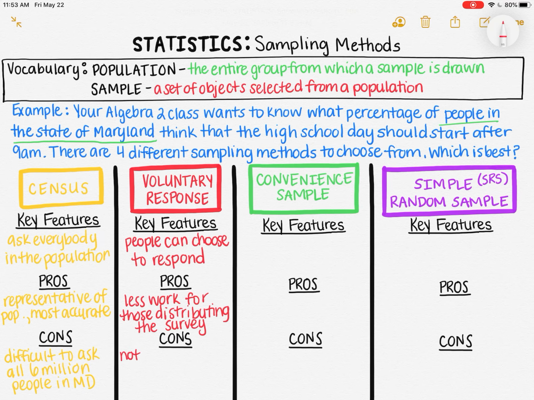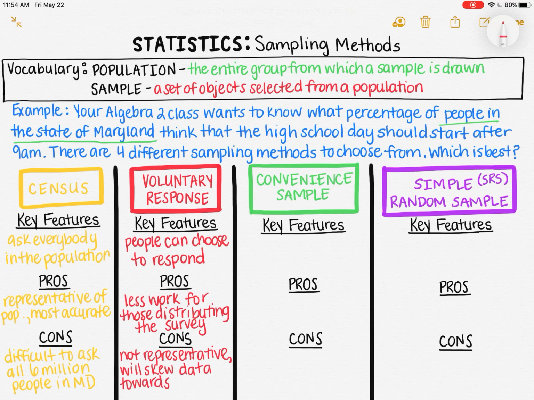The downside of this is it's not representative of the population, because when you think about volunteering, people are really only going to fill out the survey if it catches their eye when they're scrolling through Facebook or whatever, or even if it's an email, they're only going to take the time to respond if they're interested in expressing their opinion, which most likely means that they do have a strong opinion. So this is going to skew the data towards strong opinions.